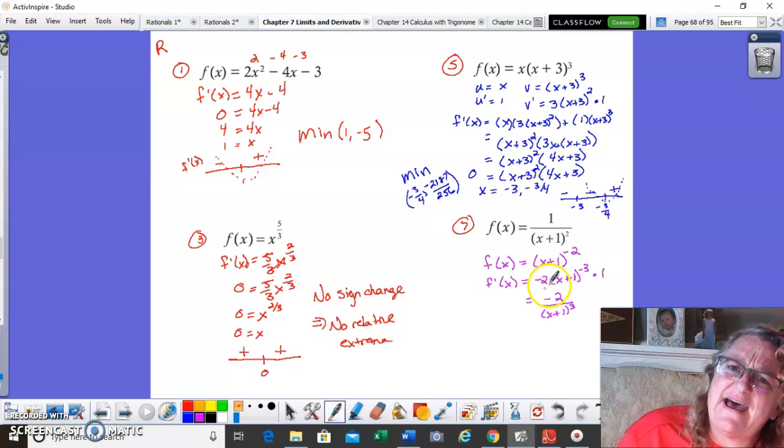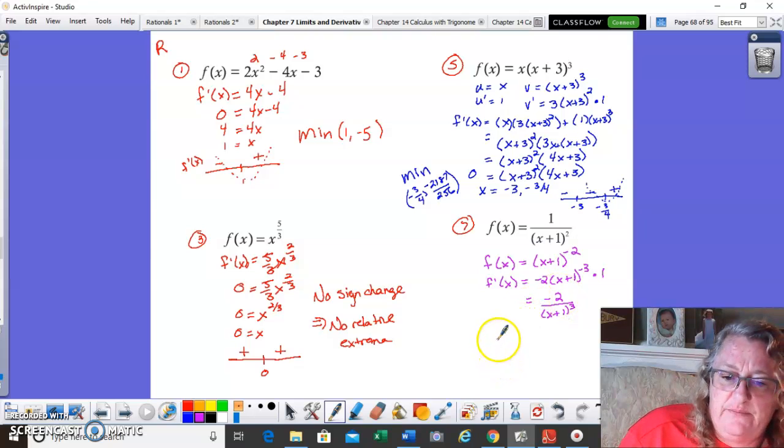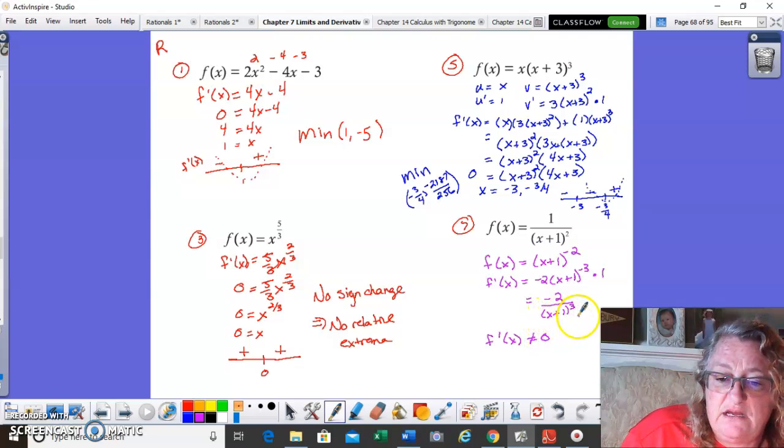Well, the only way that a fraction can equal 0 is if its numerator equals 0. But this will never equal 0 because there's no variable in the numerator. So because there is no variable, the first derivative never equals 0.